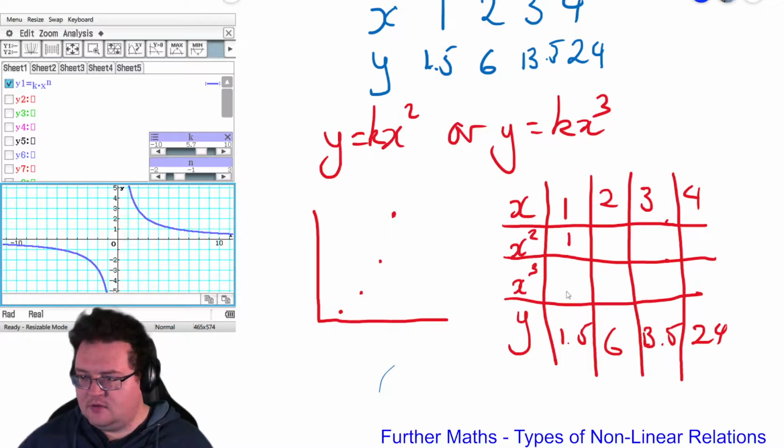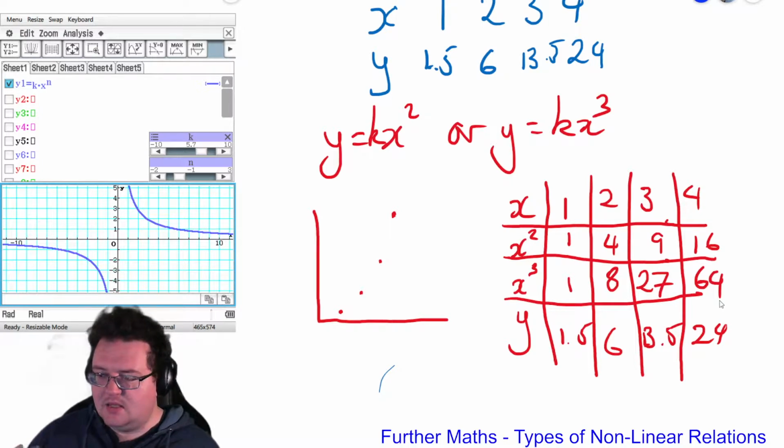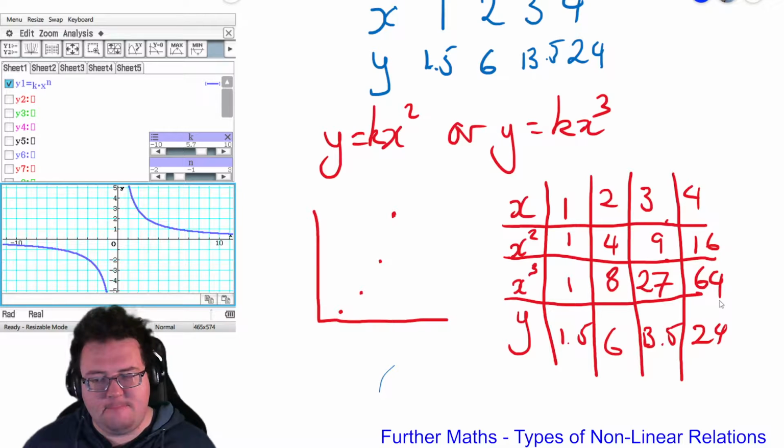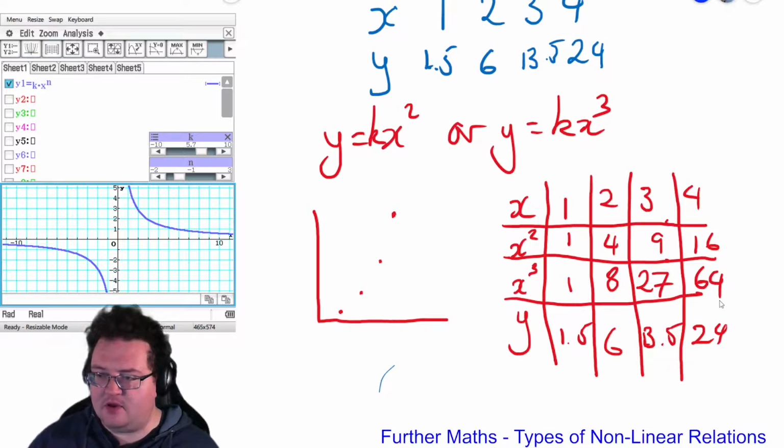So I've got 1 and 1. 2 squared is 4, and I've got 8. 9 and 27. 16 and 64. Based on this relationship, what do you think it's more likely to be? Is it more likely to be x squared or x cubed? Just looking at those values.